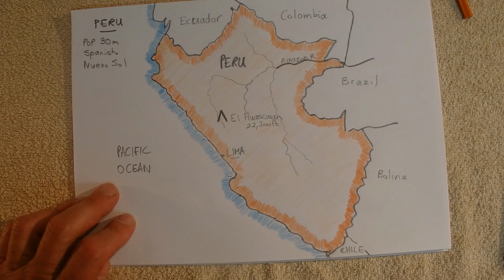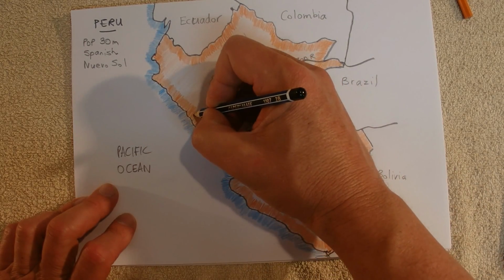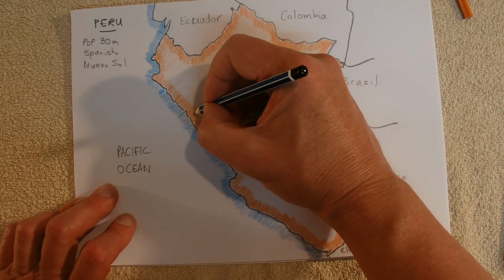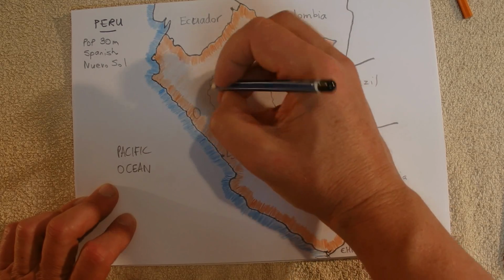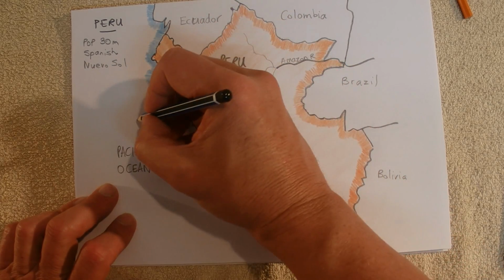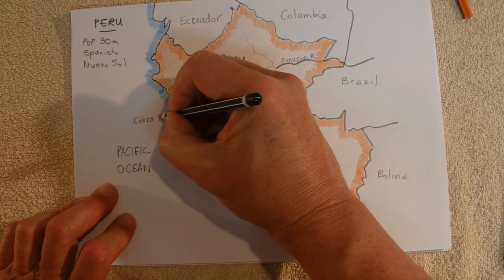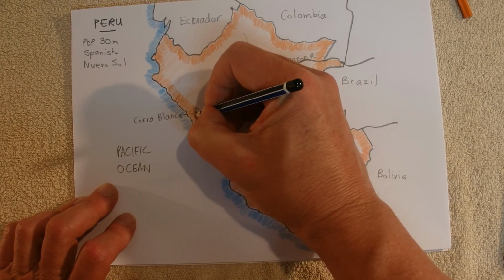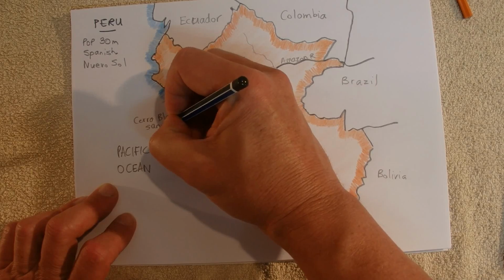Now, is there anything else to tell you? Oh, okay. Now up here a little bit, roughly, I'd say it's roughly there. And that's a place called, I'll write it out into the ocean, Cerro Blanco. That's the Cerro Blanco, and it's a massive sand dune.